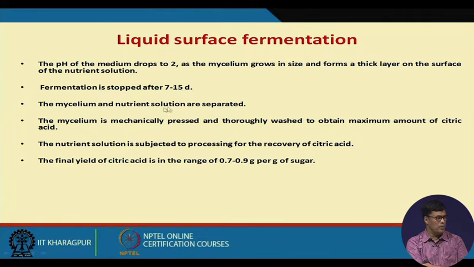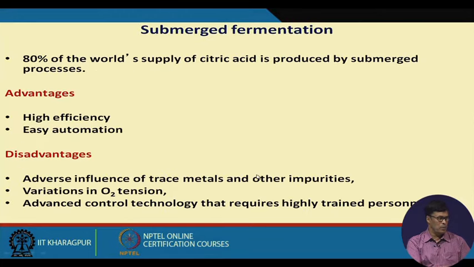The mycelia and nutrient solution are separated, and the mycelia are mechanically pressed and thoroughly washed to obtain the maximum amount of citric acid. The nutrient solution is processed for the recovery of citric acid. The final yield of citric acid is 0.5 to 0.7 gram per gram of sugar. This is the yield we have in the liquid surface fermentation process.